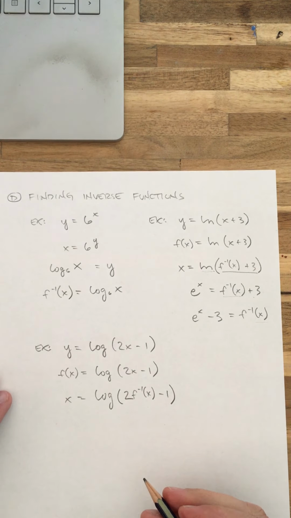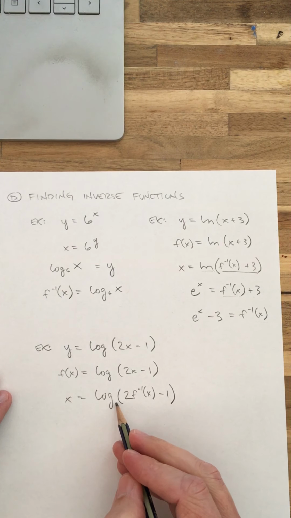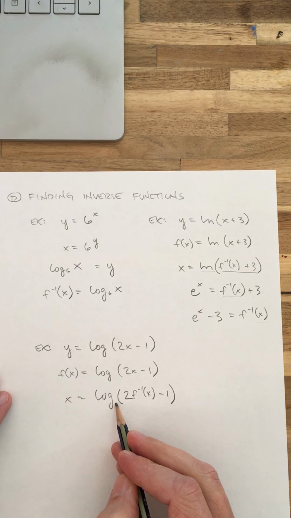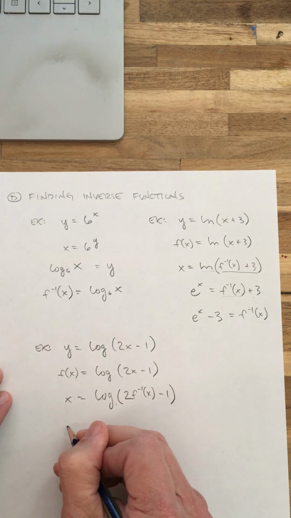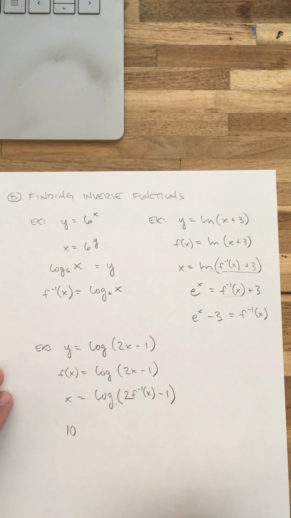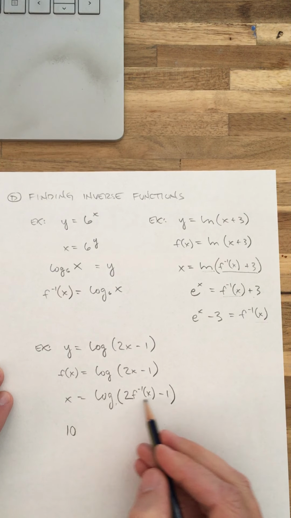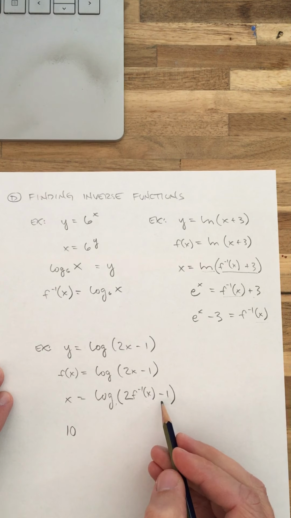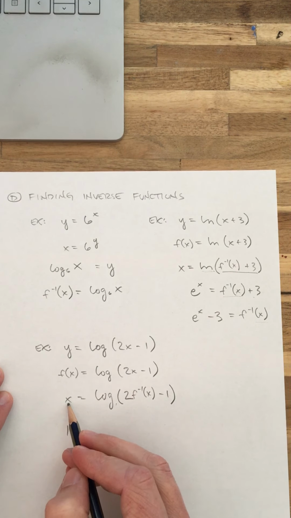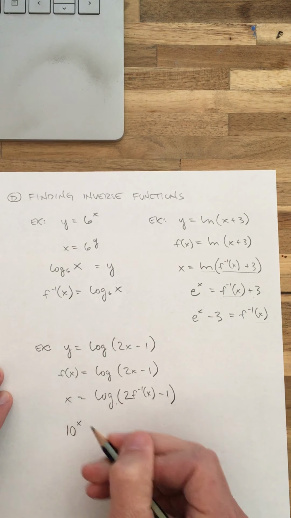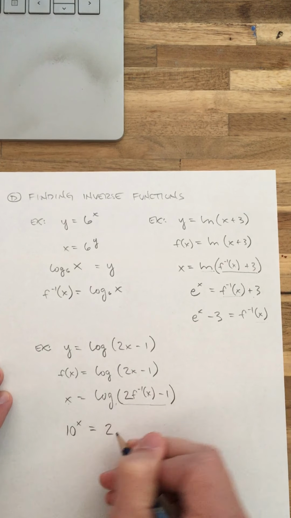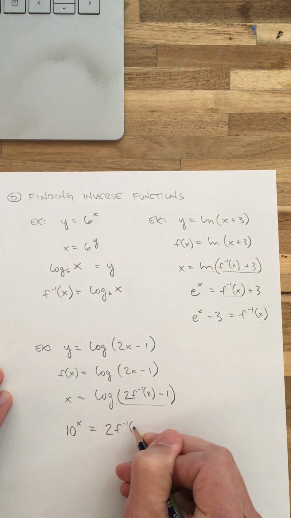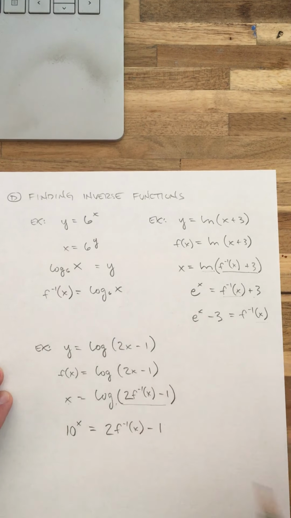So what is my base? You don't see anything written here, right? So the base is 10. Because it's a log with nothing written there, the base is 10, okay? What's the power? Remember, logarithms, no matter what it looks like, always give us the power. That's this guy right here. So the power is x, okay? And it equals what's left right here. So that's 2 times the inverse function of x minus 1, okay?